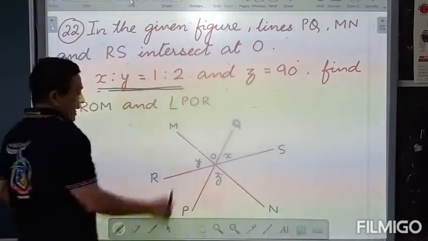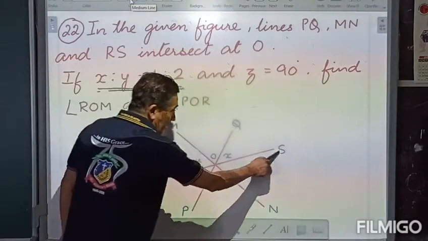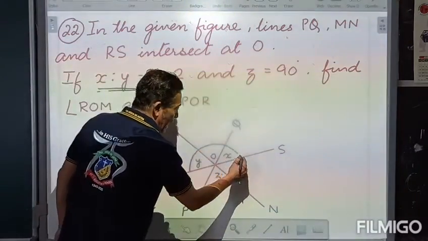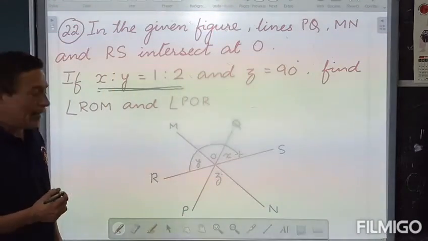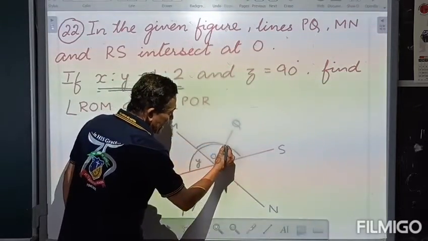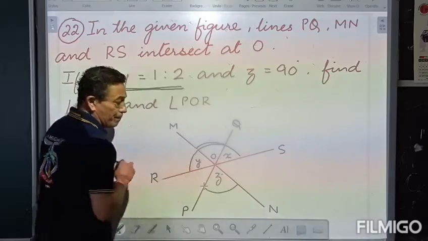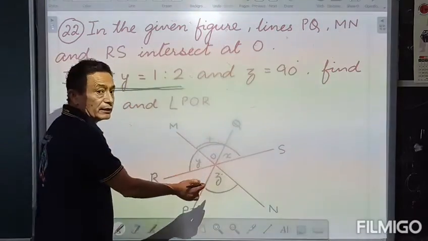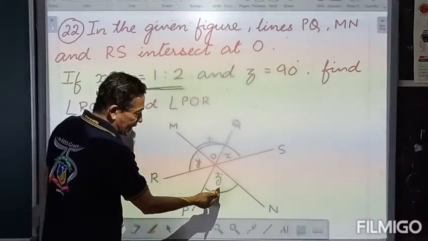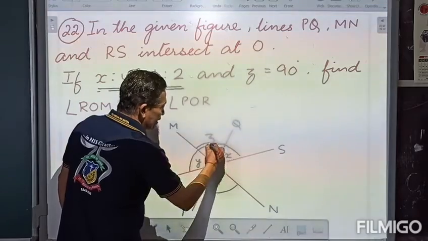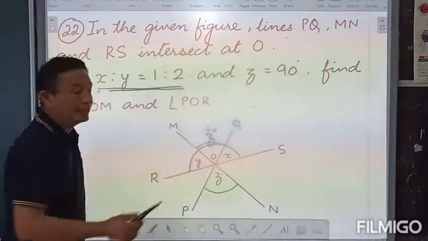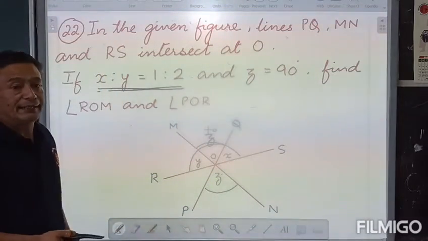When I look at it carefully, I can see that the line RS is a straight line, which means these three angles when added will give me 180 degrees. But at the same time, if I look at this angle here and this angle here, they are vertically opposite angles, and vertically opposite angles are supposed to be equal. So if this is Z, this also has to be Z. Now I can say that X plus Y plus Z is equal to 180 degrees.